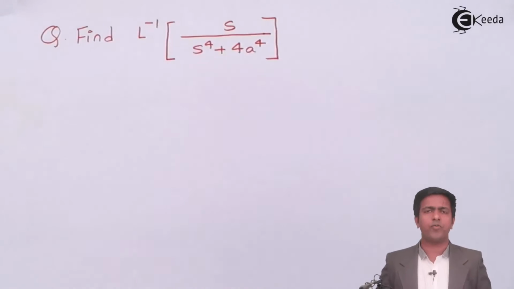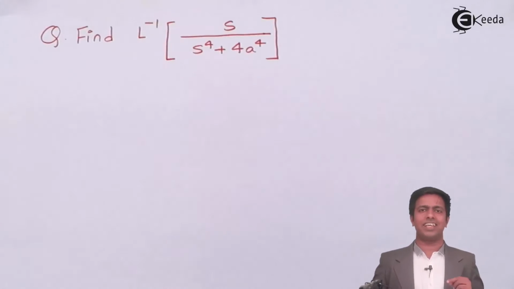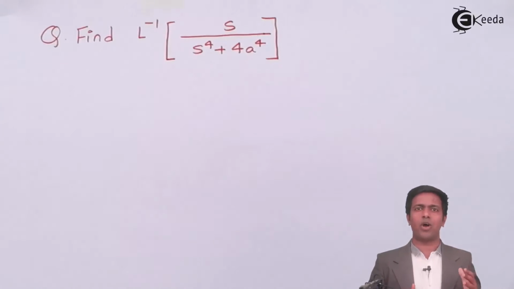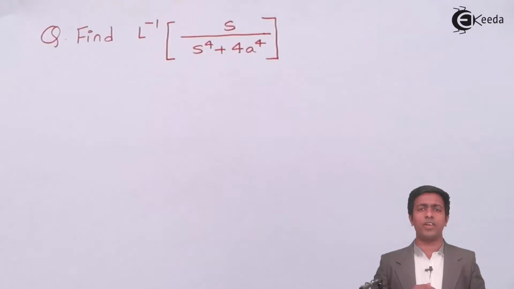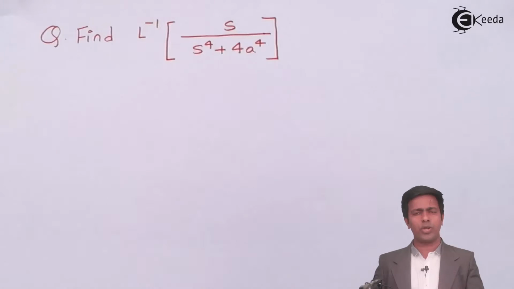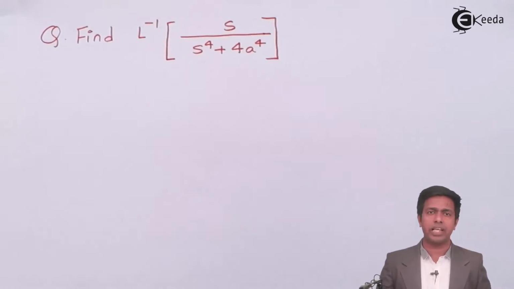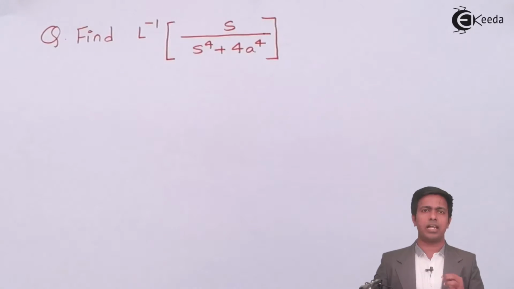So here we have to find the Laplace inverse of s upon s raised to 4 plus 4a to the power 4. Now if you see the denominator, it is s to the power 4, which means a degree 4 equation. If you remember all the formulae of inverse Laplace transform, we do not have a degree 4 equation in any of them. So to get the inverse Laplace transform of this function, I should bring at least a quadratic equation in the denominator.